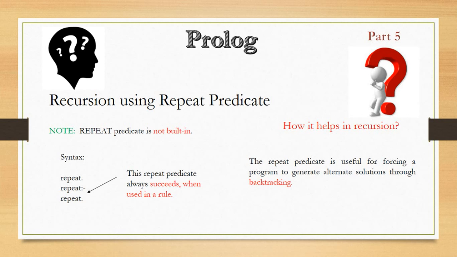Alternate solutions means a process, or you can say a clause, having two or more options, so it may help in backtracking. Backtracking means going back through the initial process and checking what the right solution is to reach the conclusion. That is recursion using backtracking. Let's quickly go through an example to make you understand recursion using the repeat predicate more clearly.